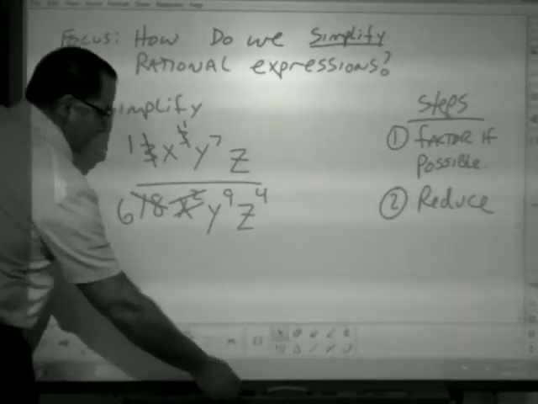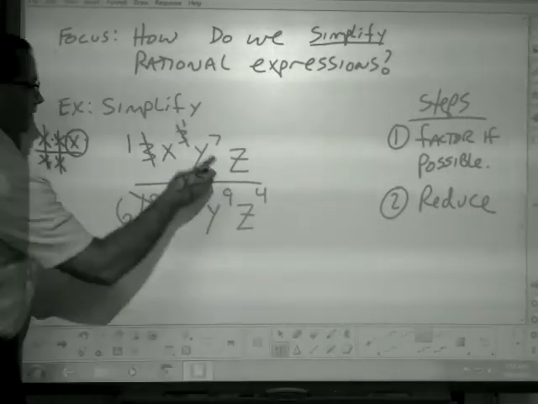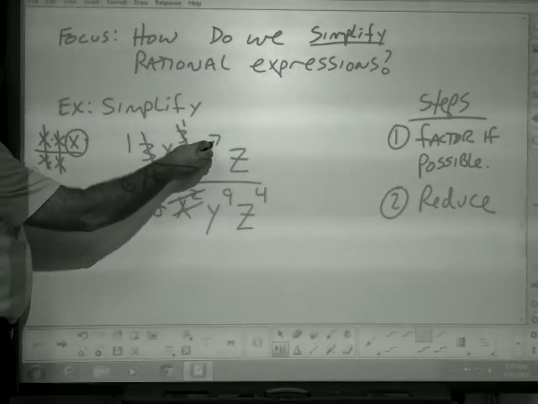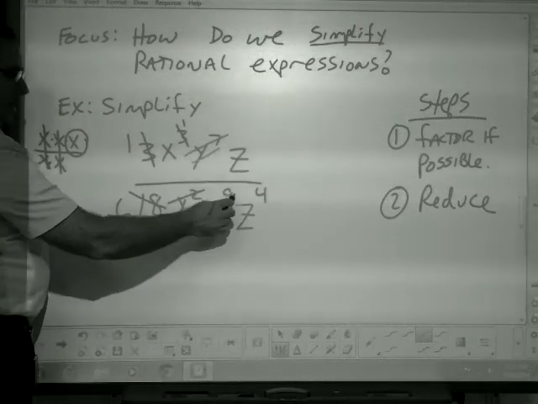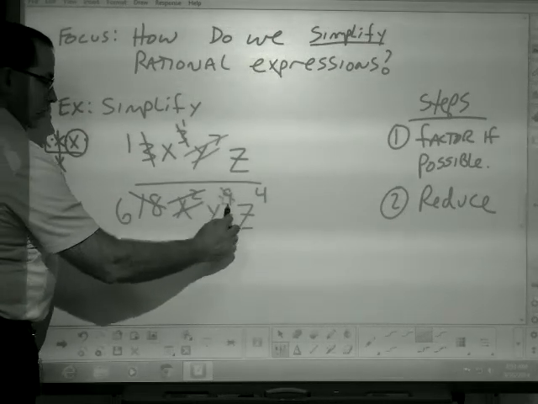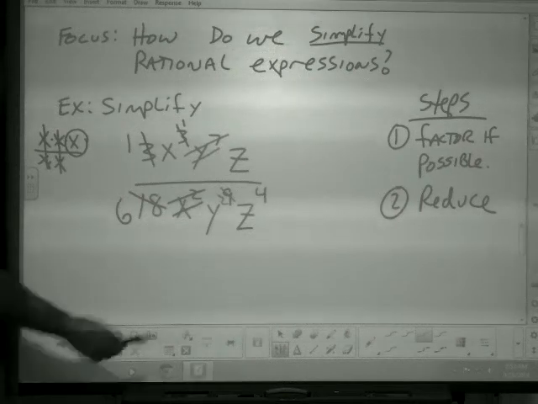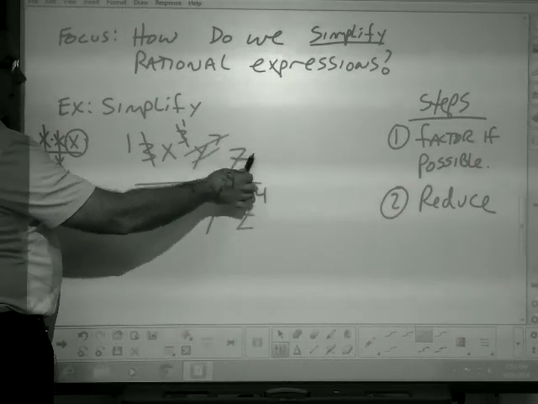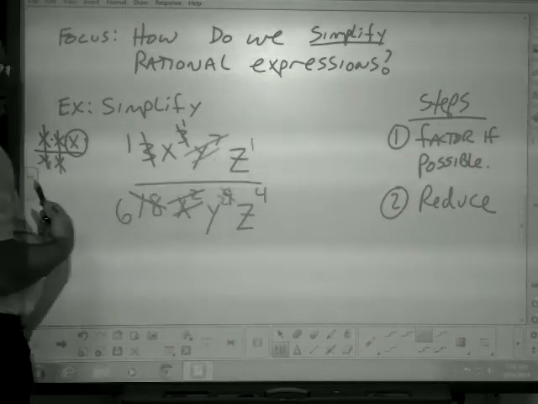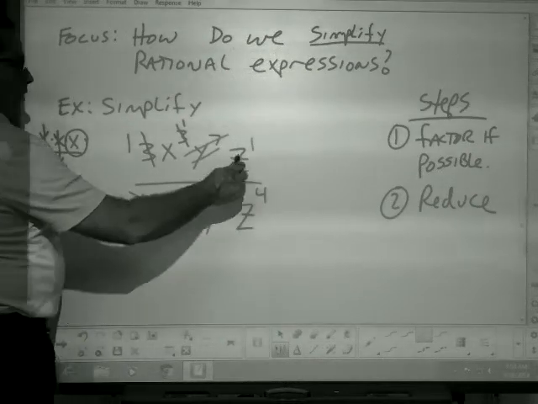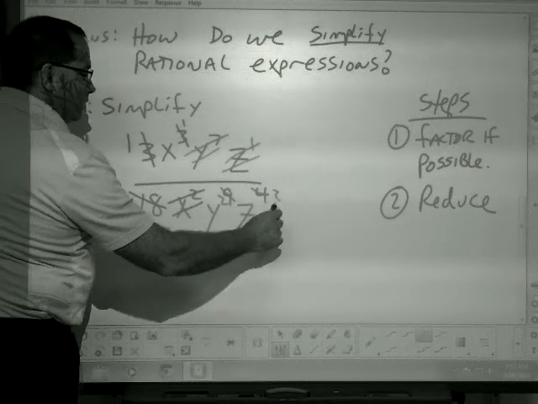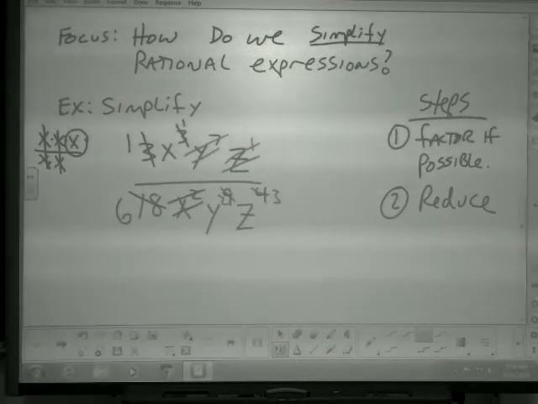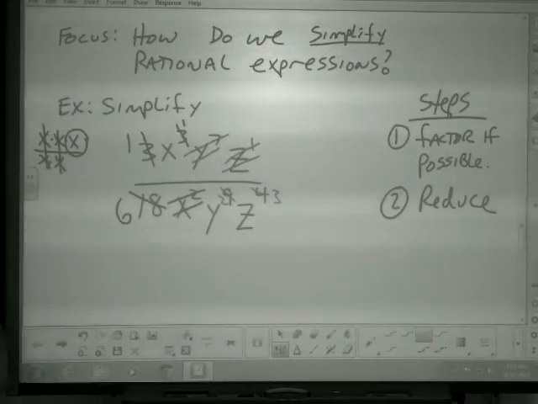So here we are, y to the 9th and y to the 7th. The smaller one is the 7, full cross off. Take 7 away from 9, leaves you y squared. Z to the 4th, z to the, well, it's implied a 1 here if I don't see any number. So, full cross off, take 1 away from 4, leaves me 3. Okay, now I write what we have left.